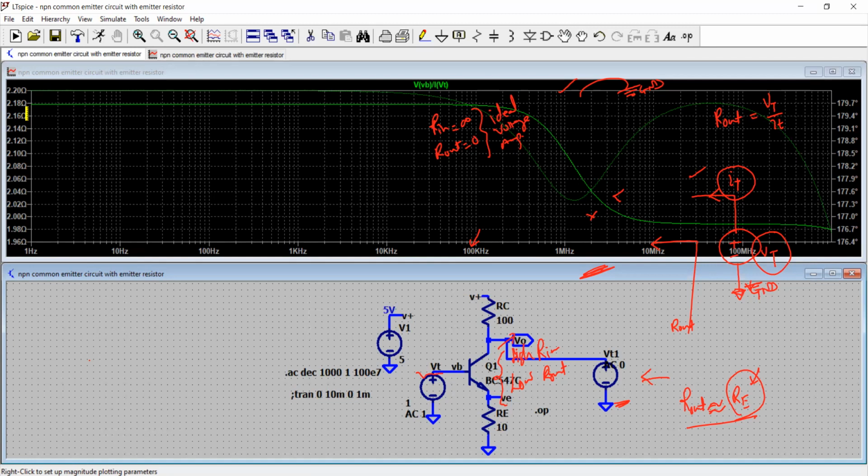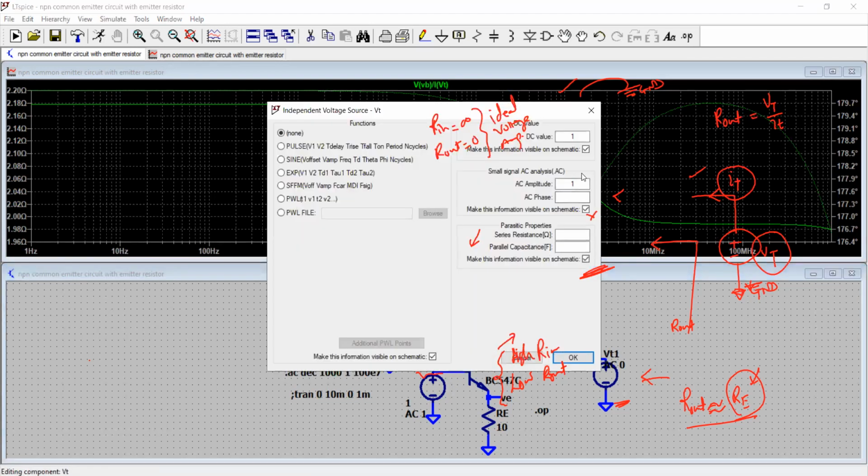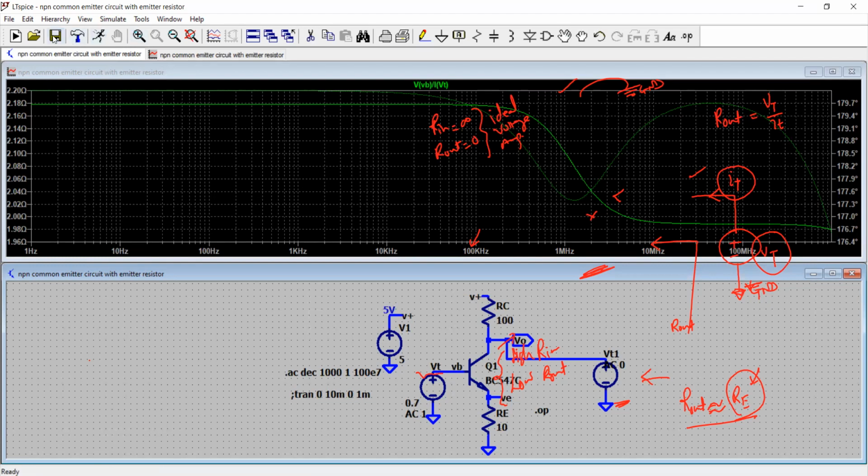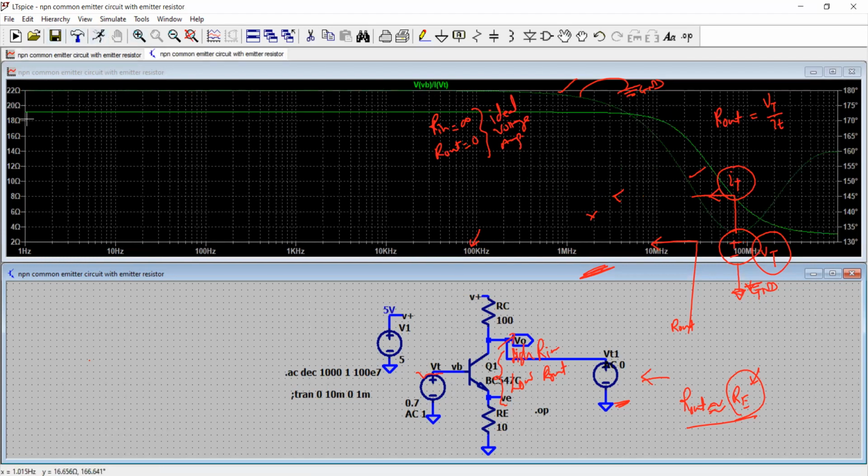2.18 is very small. So here's the wrong thing. Why? Because we have changed the DC bias level. The transistor is not in an active mode. The earlier DC bias was properly set with the voltage of 0.7 volt. Is that so? Let us do it again, save it and run the simulation. And now we see we have about 20 ohms. Still, it is a problem.